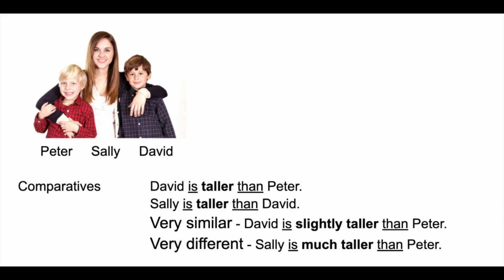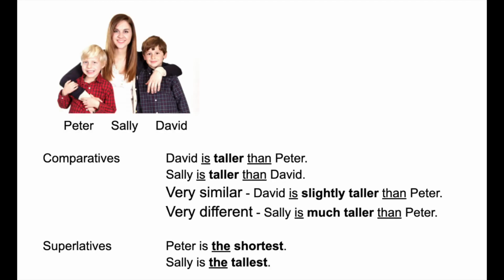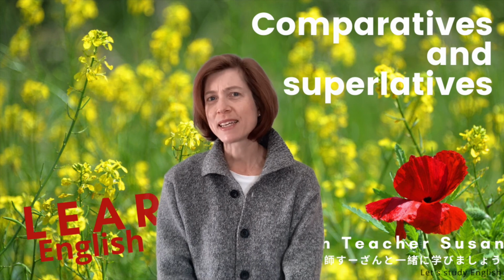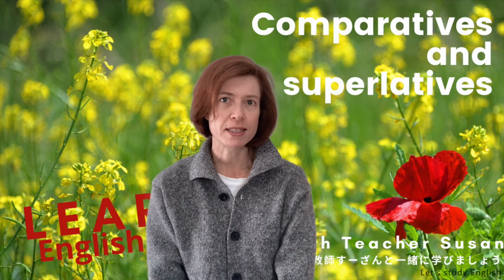To show something that's very similar, we can say David is slightly taller than Peter. Or to say that something is very different, we can say Sally is much taller than Peter. To use superlatives, Peter is the shortest. Sally is the tallest.